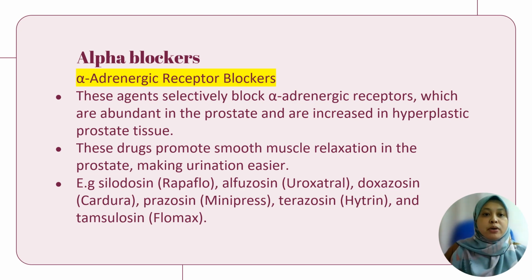For alpha blockers, which are alpha adrenergic receptor blockers, these drugs selectively block alpha adrenergic receptors, which are abundant in the prostate and are increased in the hyperplastic prostate tissue. This drug promotes smooth muscle relaxation in the prostate, making urination easier. Examples of this drug are silodosin, alfuzosin, doxazosin, prazosin, terazosin, and tamsulosin.